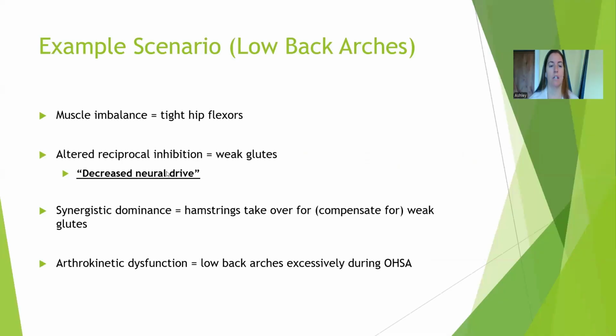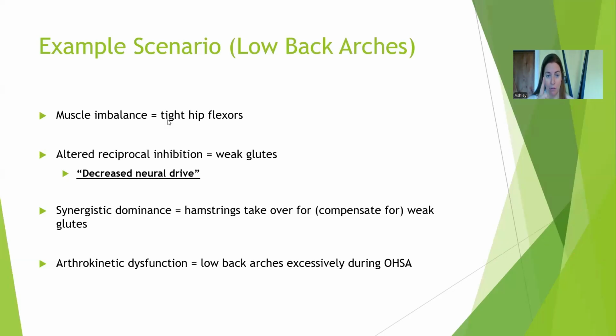Here, we're going to jump ahead to the example scenario. So let's say that we see that somebody's low back arches, right? Come down to the bottom. That is the arthrokinematic dysfunction, right? That is step 4. We see that their low back arches. That's where we start. But what do we also know? Let's come up to the top. The main thing that's driving that excessive arch of the low back is tight hip flexors. So number 1, our muscle imbalance is tight hip flexors.